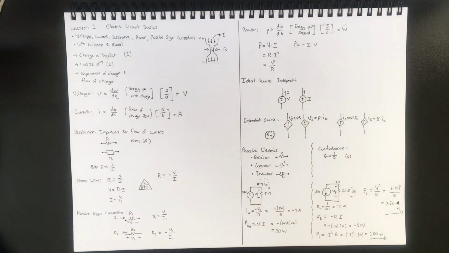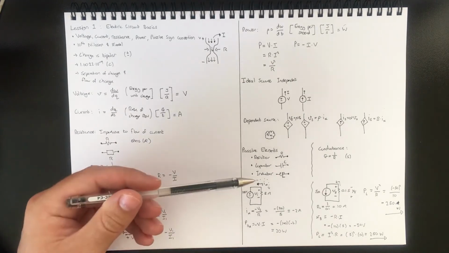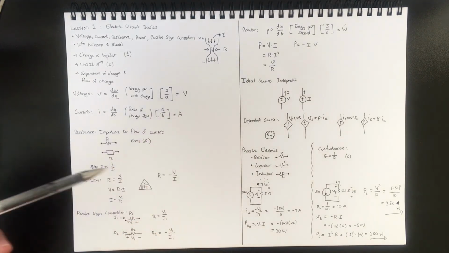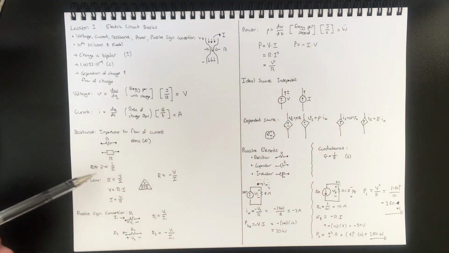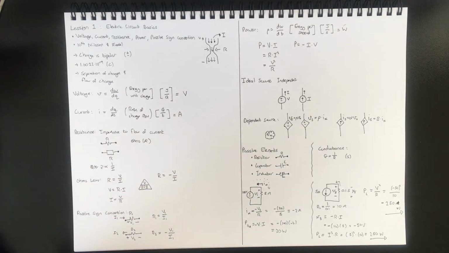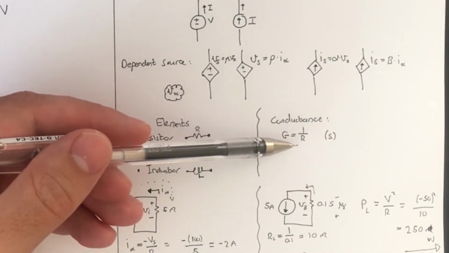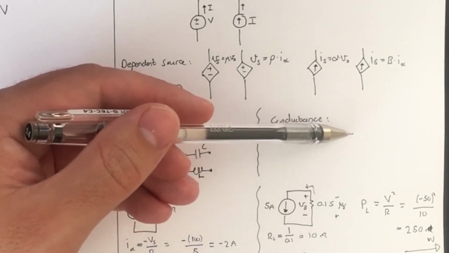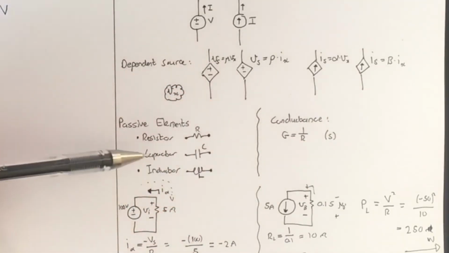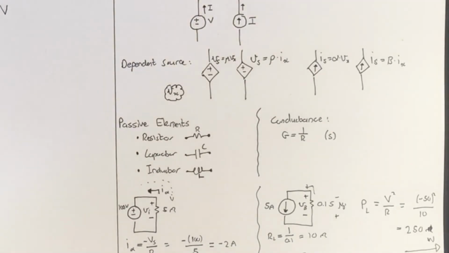Then we define the passive elements within circuit theory. We have a resistor, a capacitor, and an inductor. The resistor we've covered through this section and Ohm's law. The capacitor and the inductor we will cover in later sections. We define conductance as the inverse of resistance with the unit Siemens. This conductance value will become useful when we deal with inductors later.